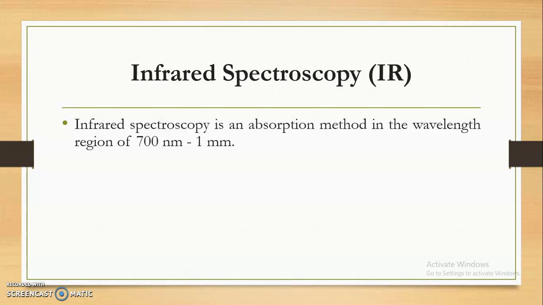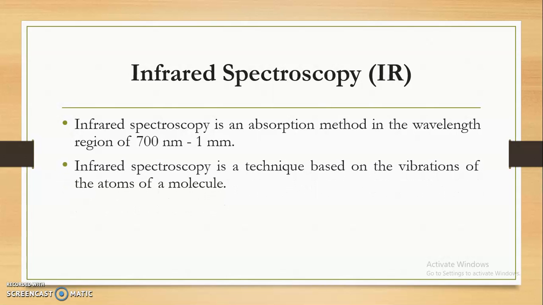Infrared spectroscopy is also absorption spectroscopy, in which infrared radiations are utilized, which are present next to the UV visible radiation. This is a very broad spectrum, having about 700 nanometer to 1 millimeter wavelength. So this is a very broad section. These infrared radiations are also divided into 3 different sections, that is the near infrared, far infrared and middle infrared spectroscopy. Infrared spectroscopy is a technique which is based on the vibrations of the atoms of a molecule.